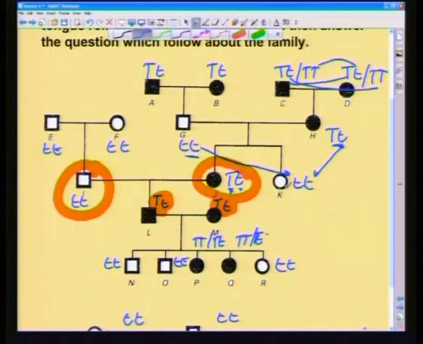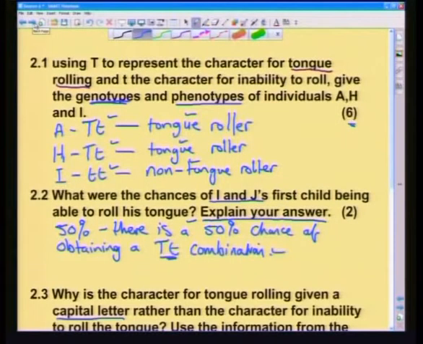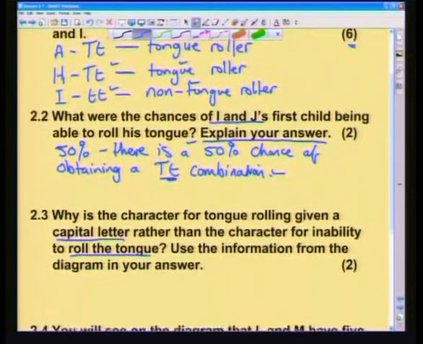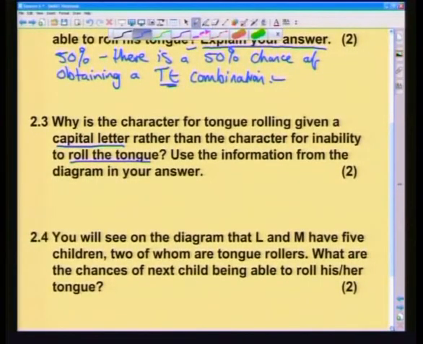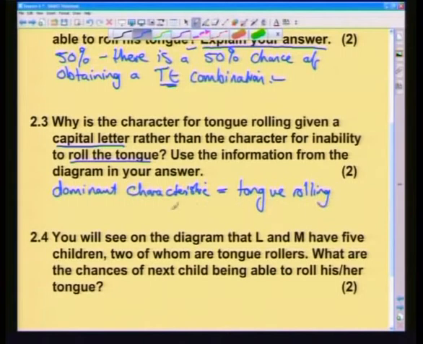So from this diagram, you would then answer, why is the character for tongue rolling given in capital letters? Because it is the dominant characteristic. Okay? And so tongue rolling is the dominant characteristic. And why? Because the ability to roll the tongue is dominant.